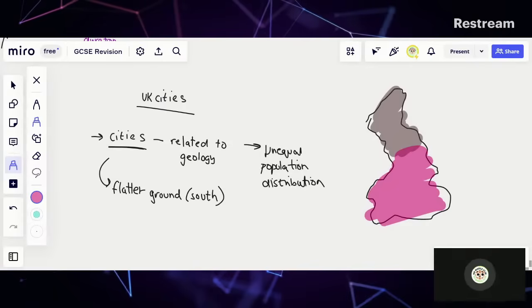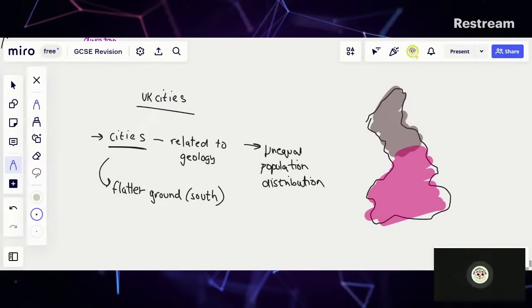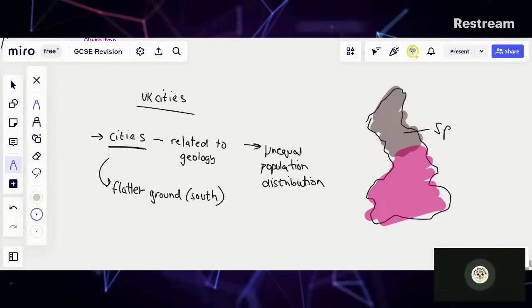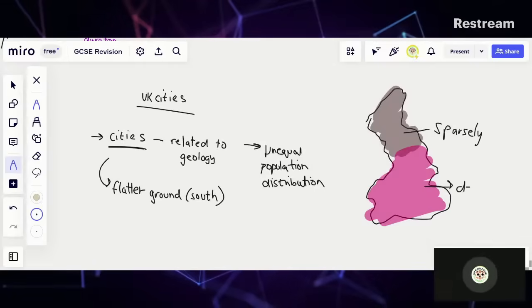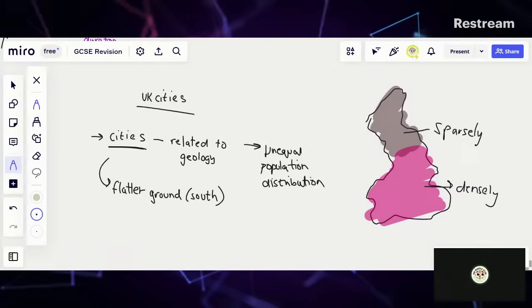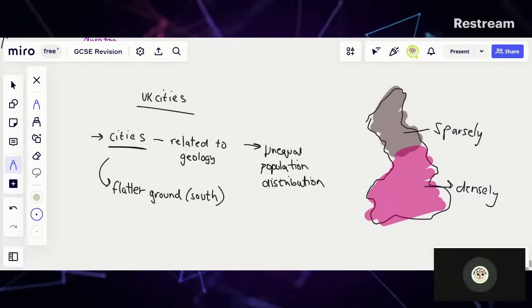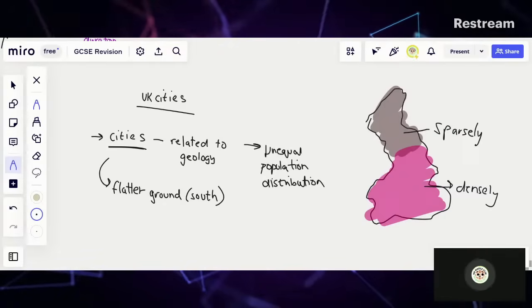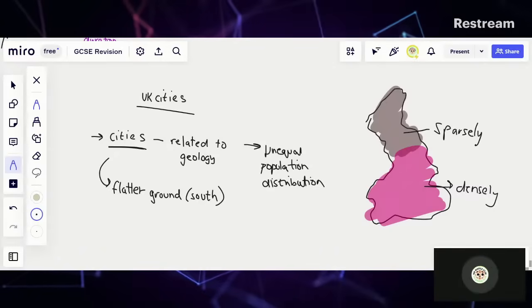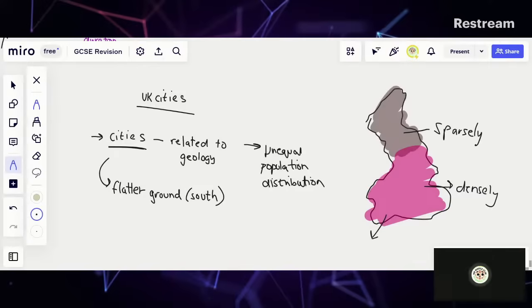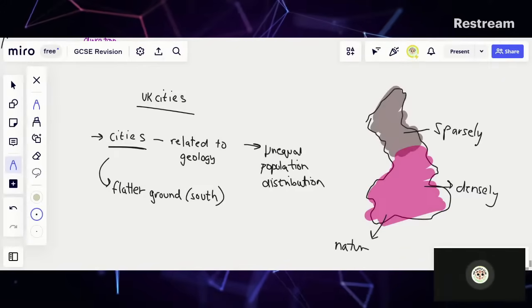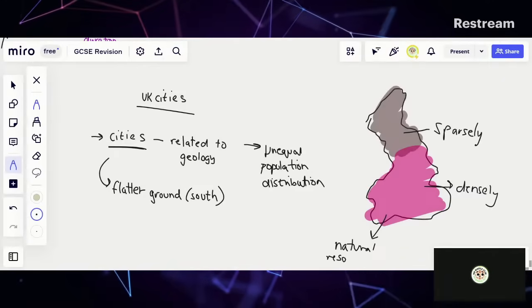Now, the reason why the northern areas are more sparsely populated and the southern areas more densely populated is because the northern areas' geology is much more hilly and mountainous. This then means that it's difficult to farm, and also more natural resources such as oil are found in the southern parts of the UK as well.